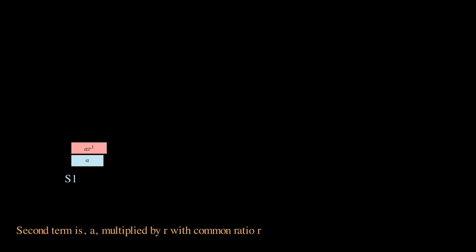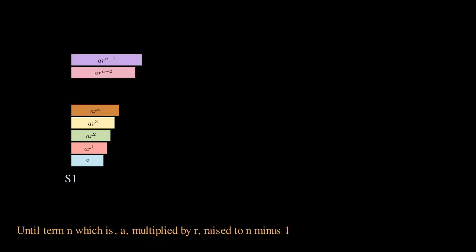Now let's use those ideas to sum geometric progressions. Suppose we have a geometric series with starting term a. Second term is a multiplied by r, with common ratio r. Third term is a multiplied by r squared. And so on. Until term n, which is a multiplied by r raised to n minus 1.